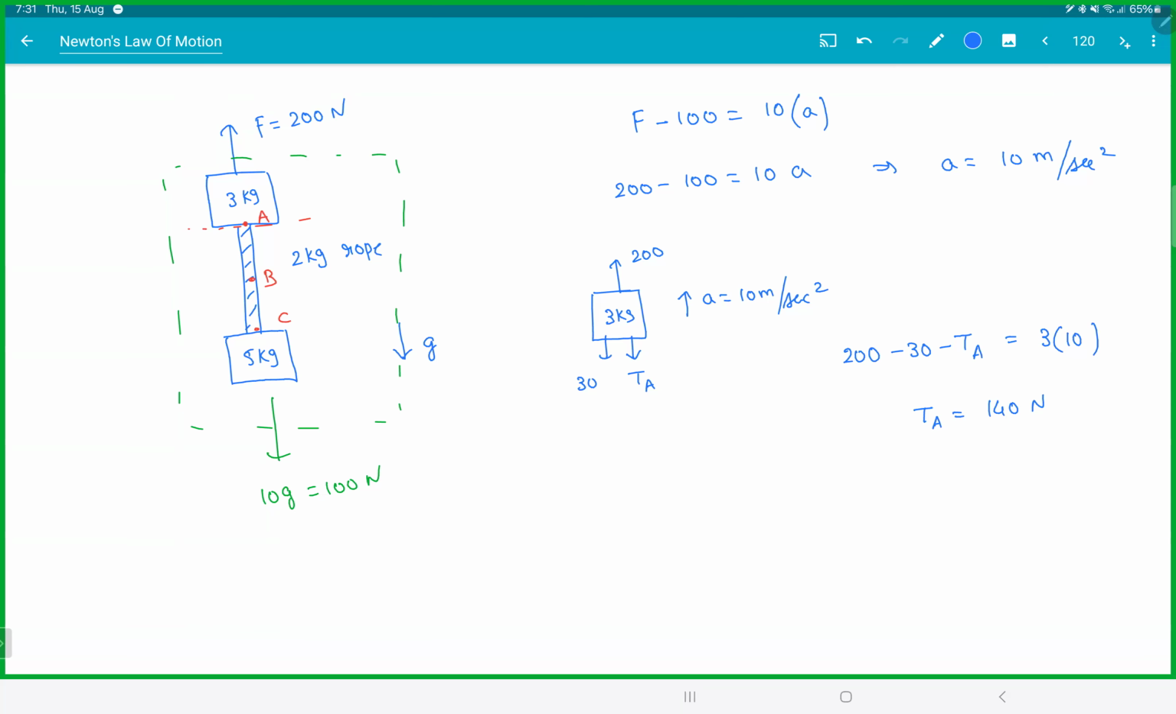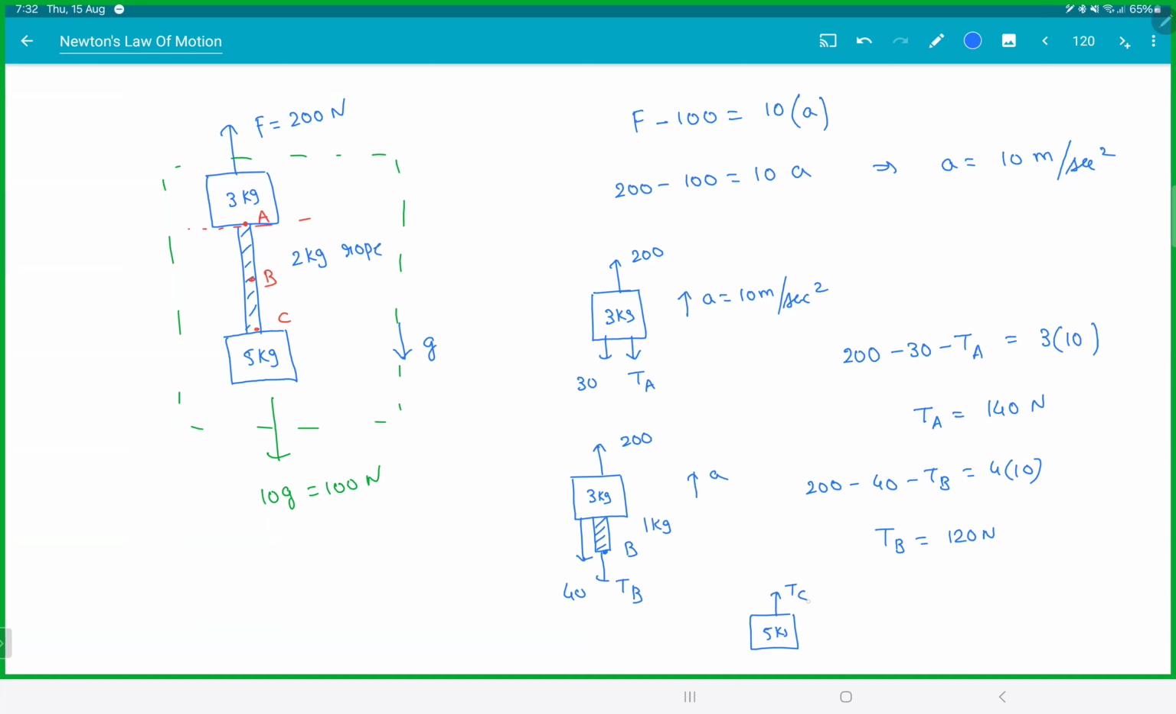What to do for B? Now, B is the midpoint of the rope, and the mass of the rope is 2 kg. So, when you draw the FBD for B, you have to include a 1 kg rope also, everyone. There's a 1 kg rope, and there's a 3 kg block here. So, this whole thing is acting like a 4 kg mass. So, this is 200. Your weight will be 40, tension will be TB, acceleration will be a. You'll get 200 minus 40 minus TB is equal to 4 into a. TB would be 120.